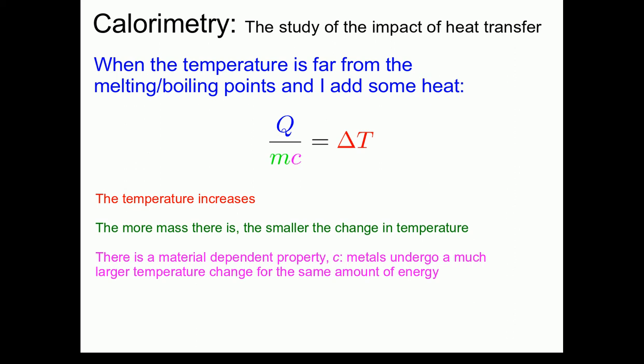There's also going to be a material-dependent property, which we label with a little case c. Metals, for example, undergo a much larger temperature change for the same amount of energy. Now, typically, this expression is written in a slightly different form. Usually it's written Q equals mc delta T.